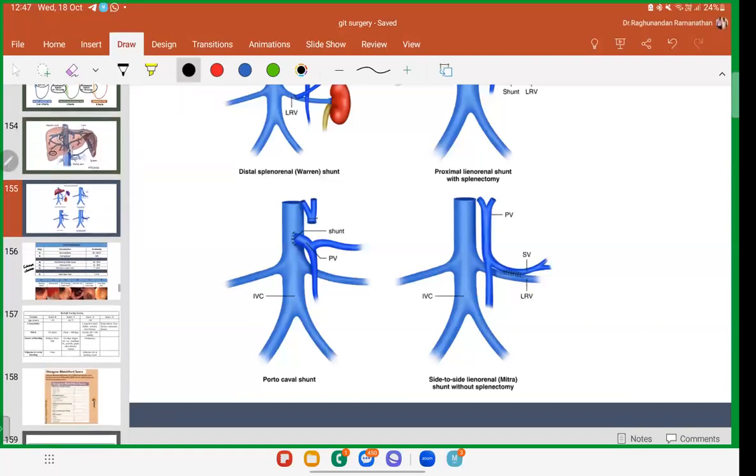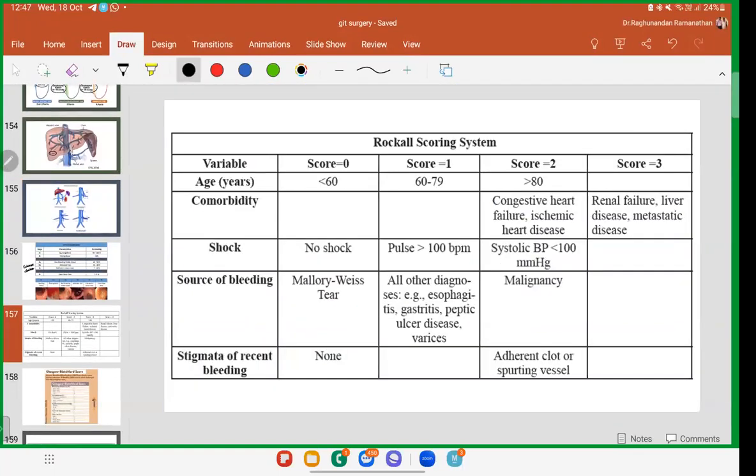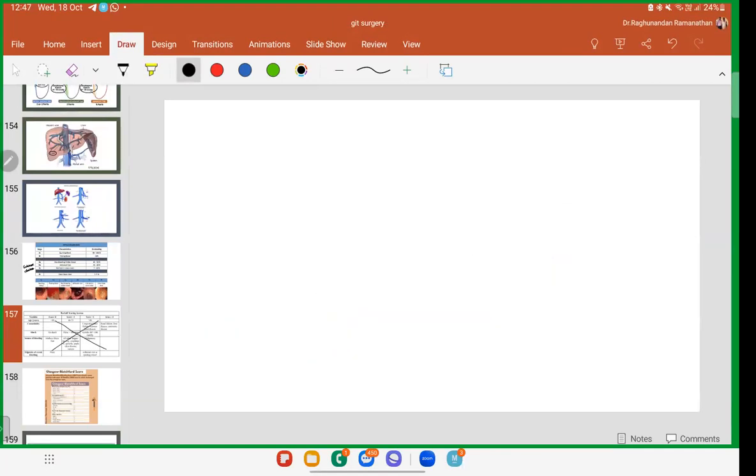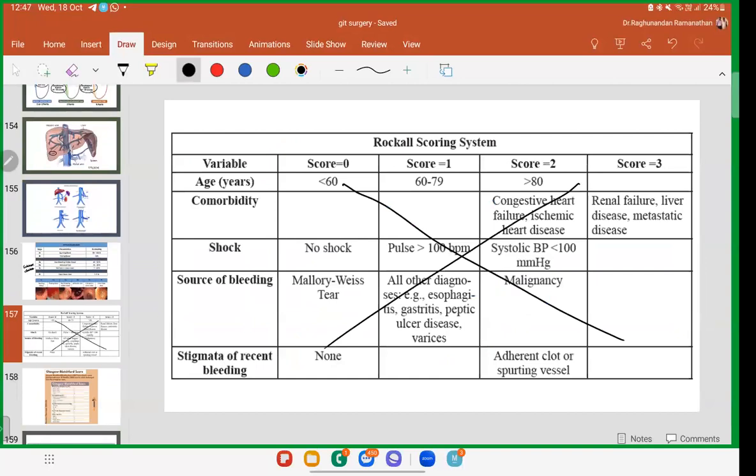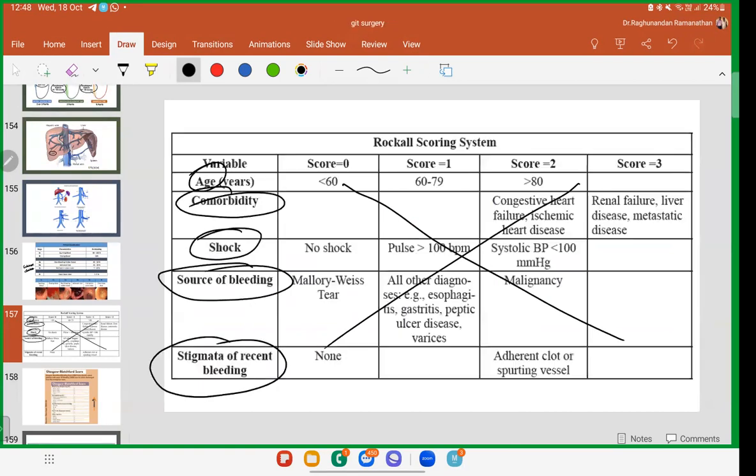Then you have another one for staging, called the Rockall scoring system. Just remember one thing: the Rockall scoring system is also a prognostic index. It considers age, comorbidity, shock, source of bleeding, and any history of recent bleeding.